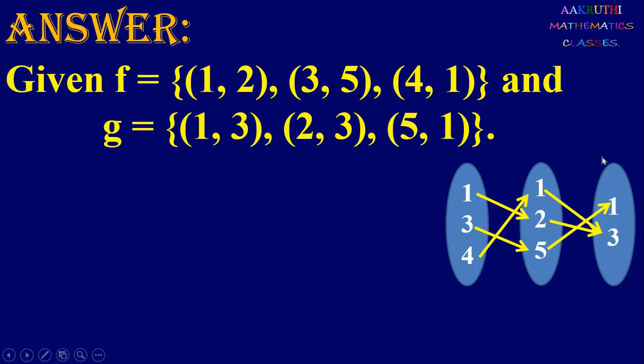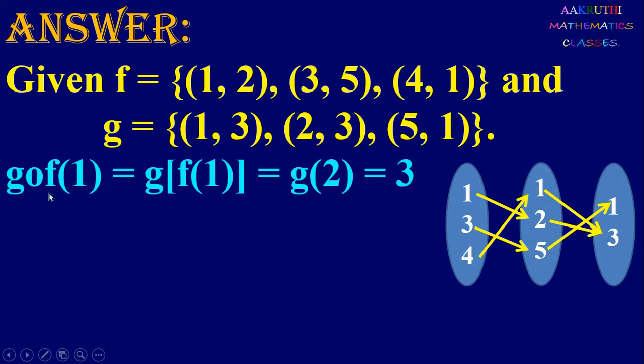Now you have to find g composite f, that is from the first set to the last set. So it is a function from the first set to the last set. So here 1 related to 2, 2 related to 3. So therefore we can write 1 related to 3. Now here 3 related to 5 and 5 related to 1. So therefore we write 3 related to 1, and here 4 related to 1 and 1 related to 3. So therefore we write 4 related to 3.